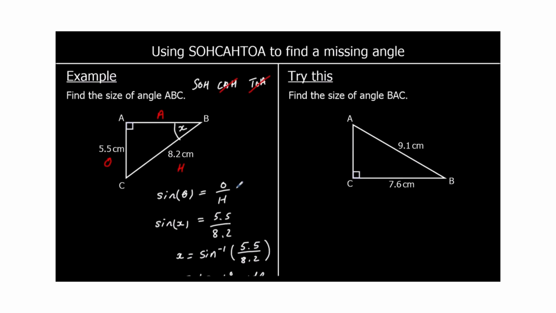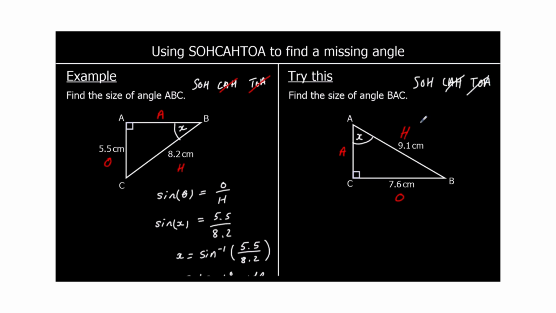And one for you to try, so give this a go. Find the size of angle BAC. So BAC, that's this angle at the top. And we'll label it. The hypotenuse, H, is the longest side, opposite the right angle. Opposite the angle we're using is called O, the opposite. And in between the right angle and the angle is A, the adjacent. So we're using O and H this time. We're not using A.